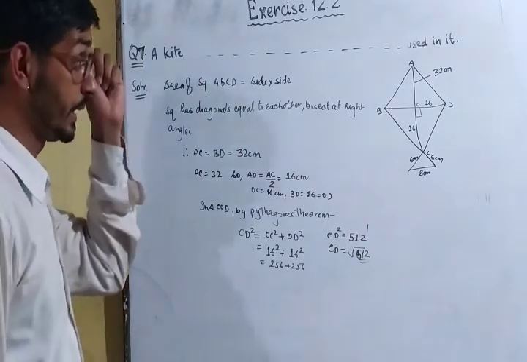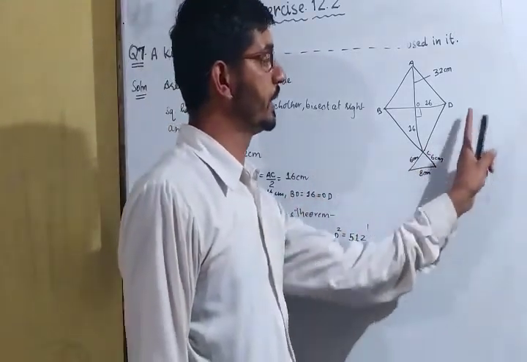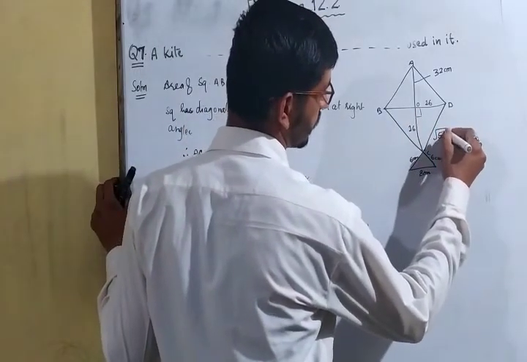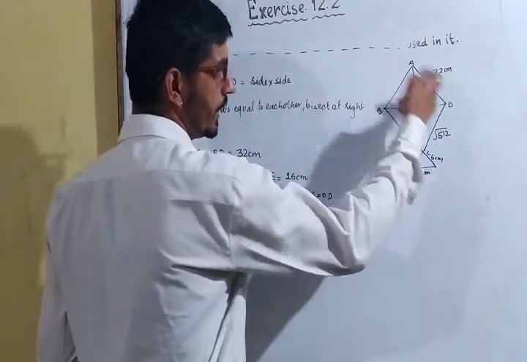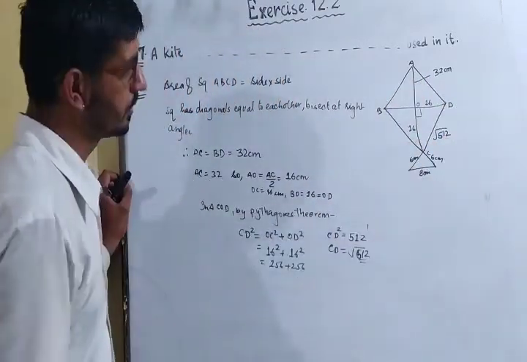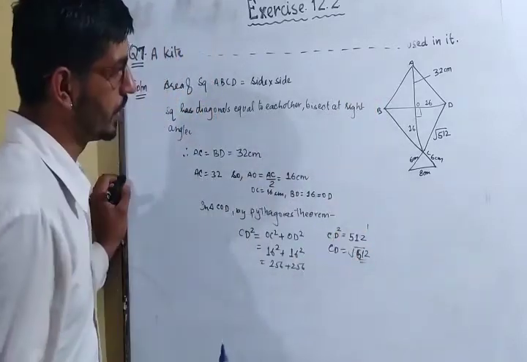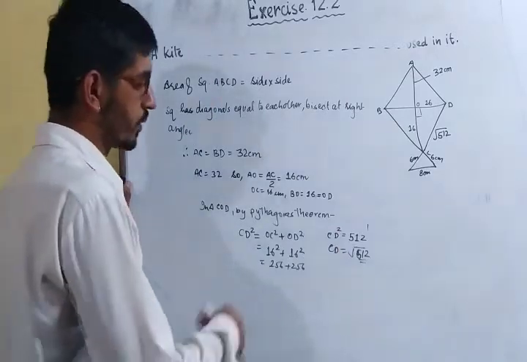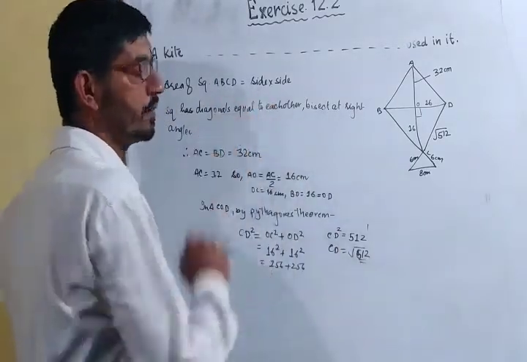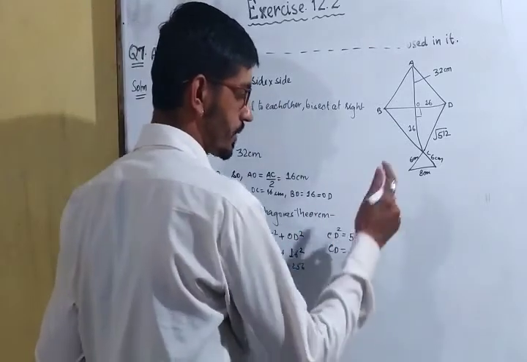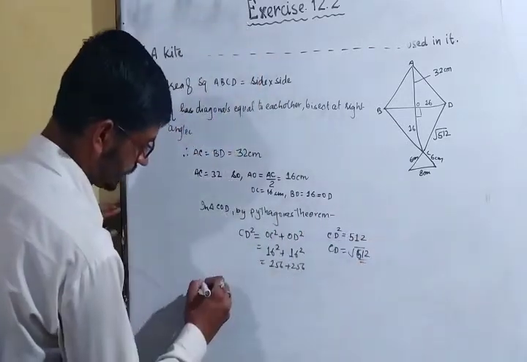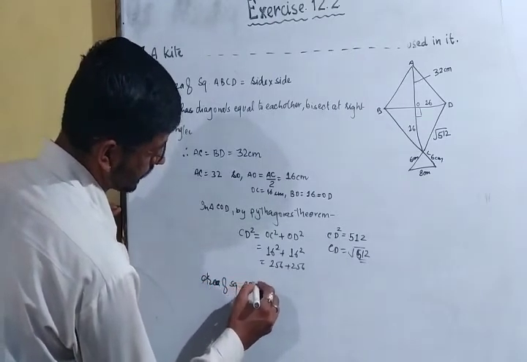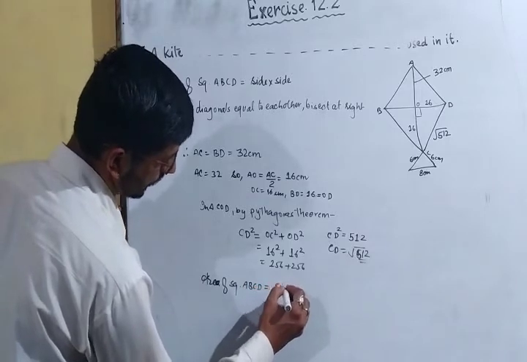Now we have CD. Okay. So if it is under root 512, so AD is also under root 512, AB also under root 512, and BC also under root 512. So how to find the area of a square? By side into side. So at last you will write area of square ABCD is equal to side into side.